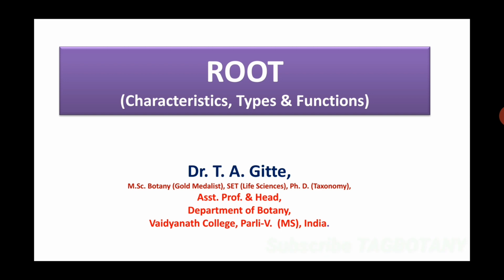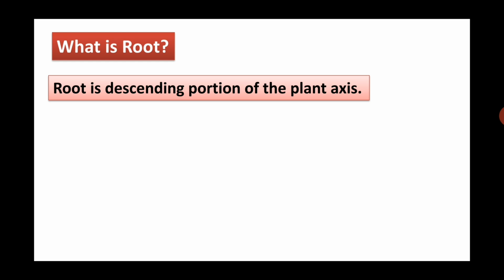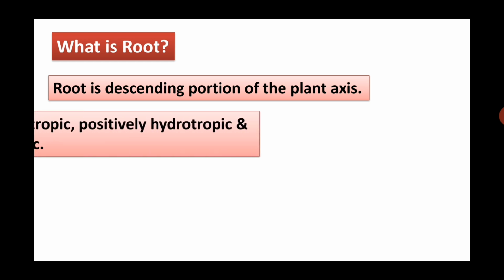Friends, today's topic is root. We will study characteristics, types and functions of root. So let's begin with the question, what is root? Root is the descending portion of the plant axis. Descending means growing towards the soil or downward.